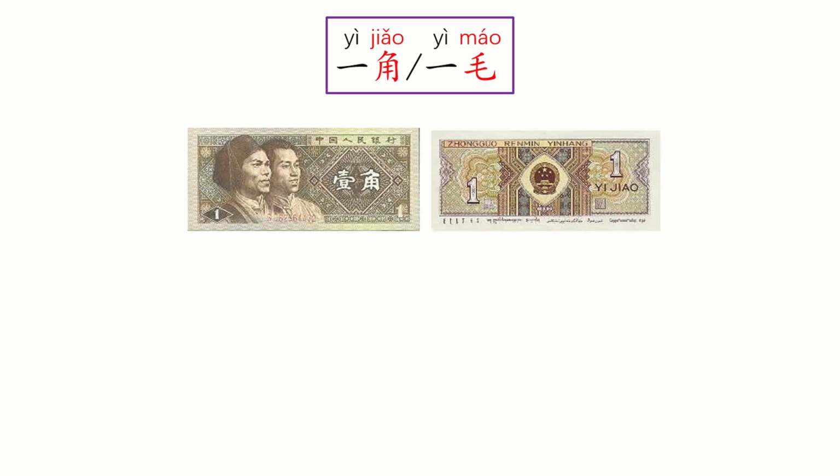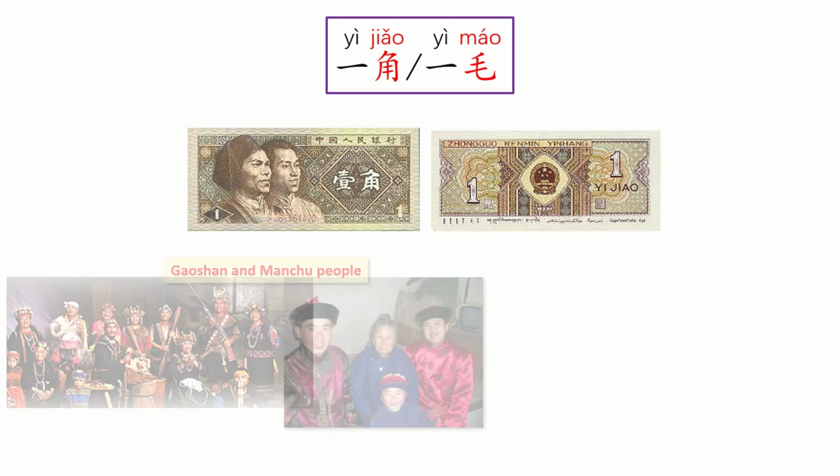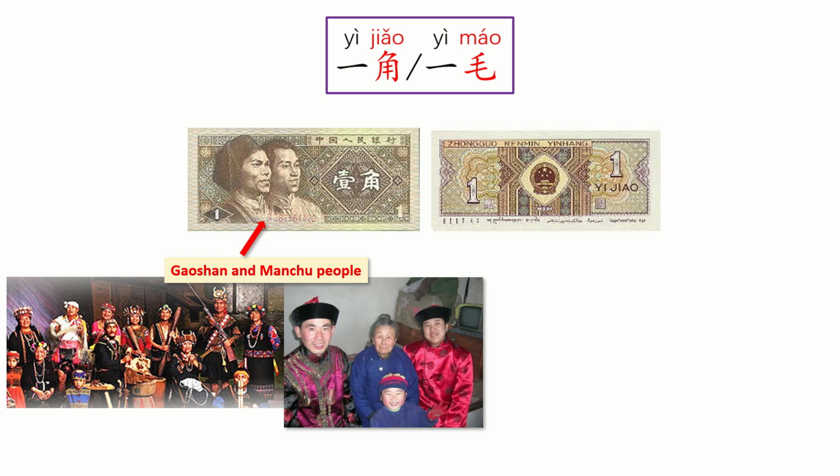Okay, so those were the banknotes for the whole dollars, for yuan. Interestingly, there are also banknotes for cents. This is the smallest banknote, the 1 dime. It's worth 10 cents. We call it 一角 in written Chinese or 一毛 in spoken Chinese. There are 2 ethnic groups represented on this note by those 2 people. Those are the Gaoshan and the Manchu people.